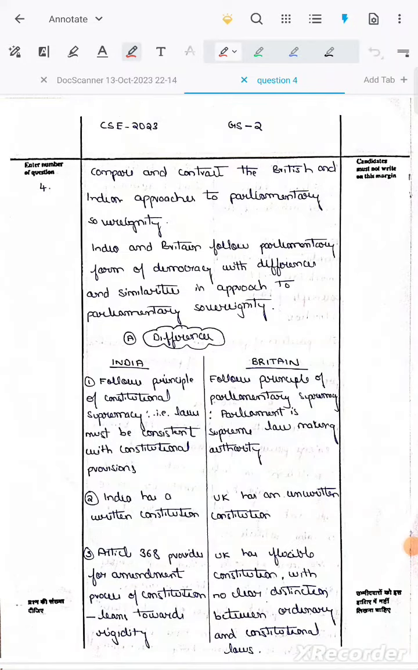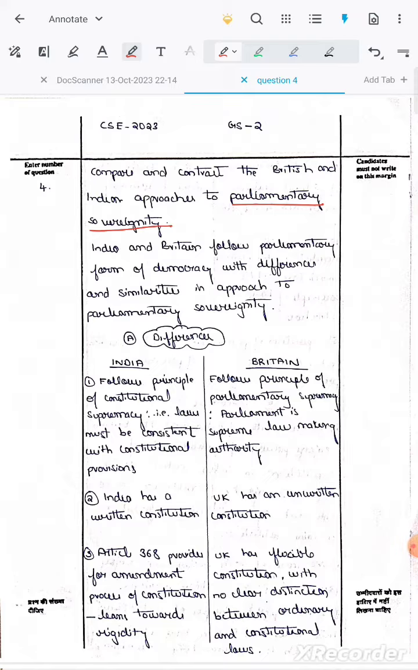Civil Service Examination 2023 GS Paper 2 question number 4. The question is, compare and contrast the British and Indian approaches to parliamentary sovereignty. So here they're asking the similarities and differences in the parliamentary sovereignty of India and Britain.